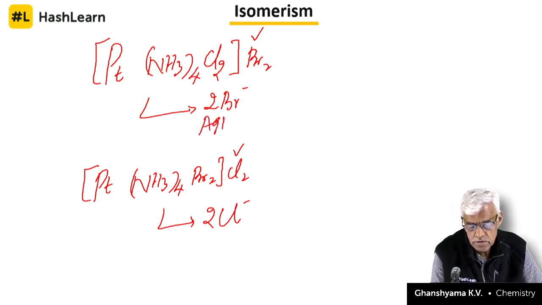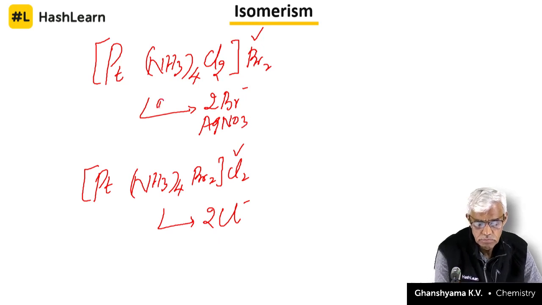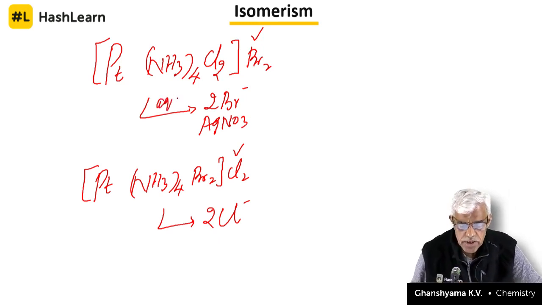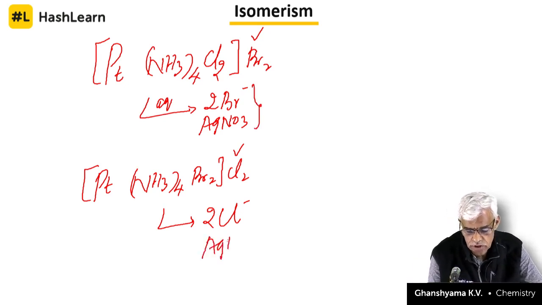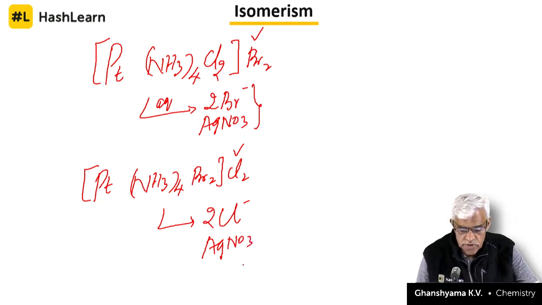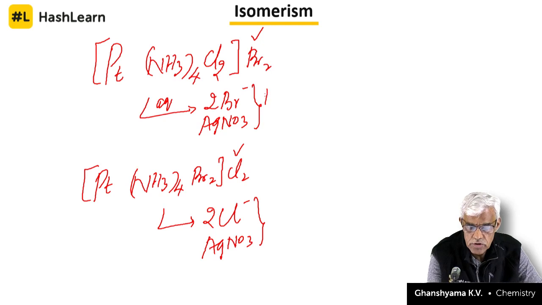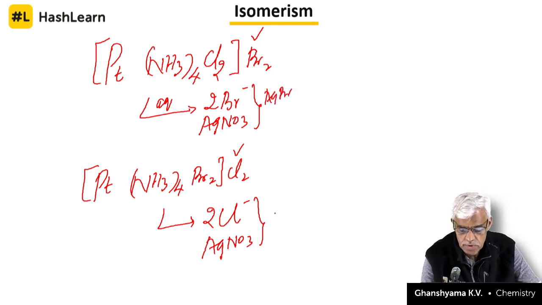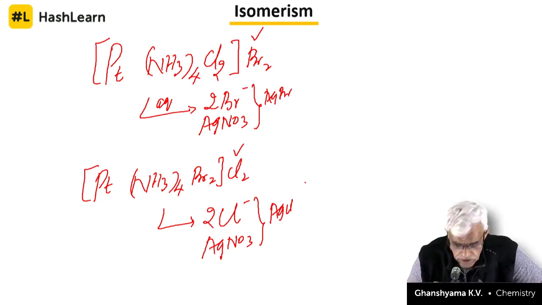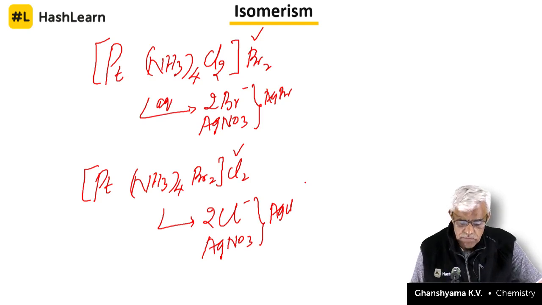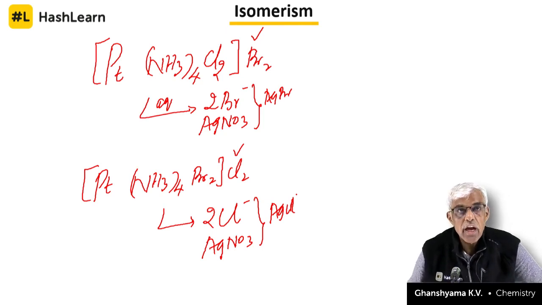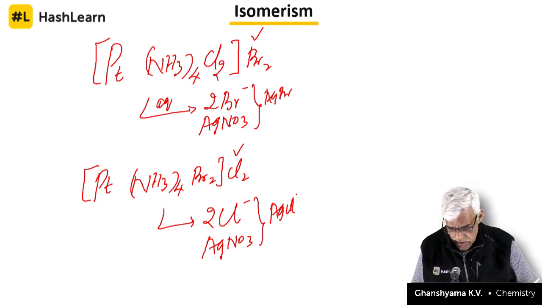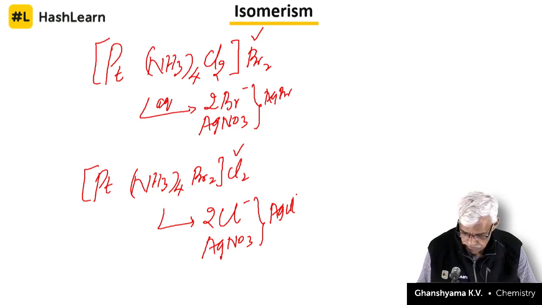Add silver nitrate to the aqueous solution, you find a pale yellow precipitate of AgBr, sparingly soluble in ammonium hydroxide. If you add AgNO3 here, you get a curdy white precipitate of AgCl. This is AgBr, sparingly soluble in ammonium hydroxide. This is AgCl, soluble in ammonium hydroxide. This is how you can find out ionization isomerism.